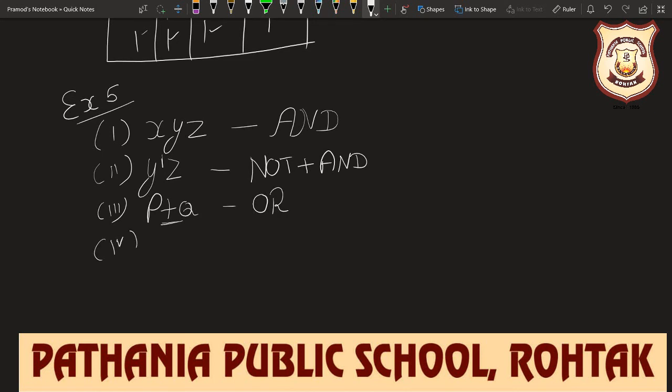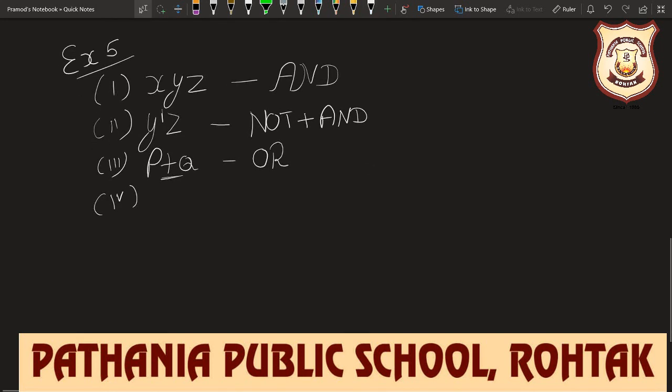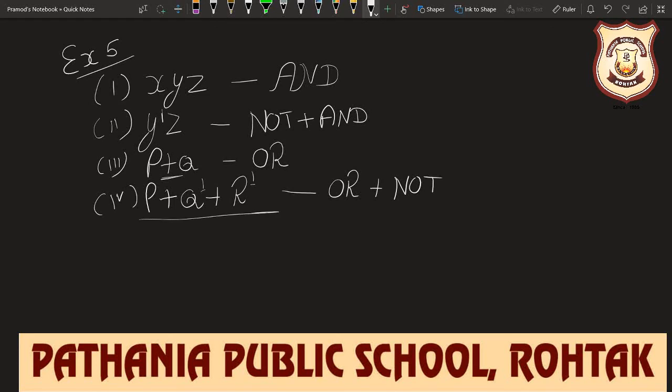In question number 4, P plus Q complement plus R complement. Plus is there, which means OR gate here. Complement is also there, so NOT gate is also here. So in this question, P plus Q complement plus R complement, your gates are OR gate and NOT gate here.